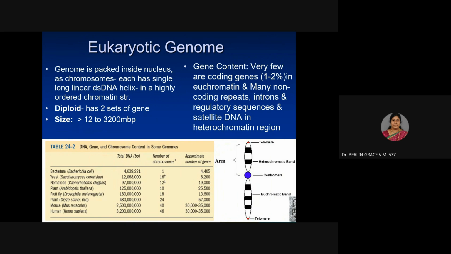So all these non-gene DNA is so condensed and it is kept in the heterochromatic band, whereas the gene DNA will be there in the euchromatin region. The non-gene DNA include intron, regulatory sequences, and non-coding repeats like satellite DNA and so on. And the size of DNA in different organisms is listed in the table.